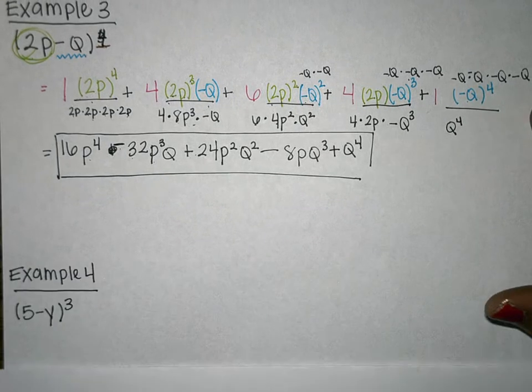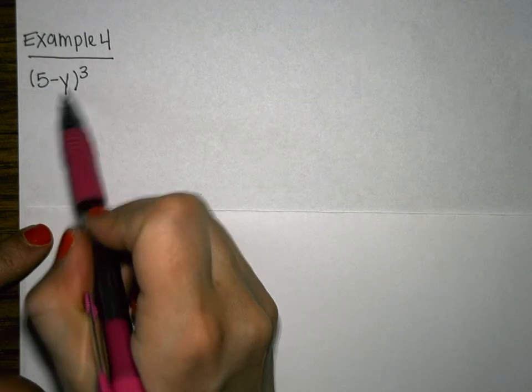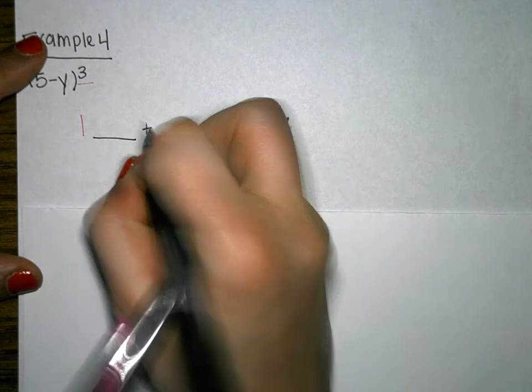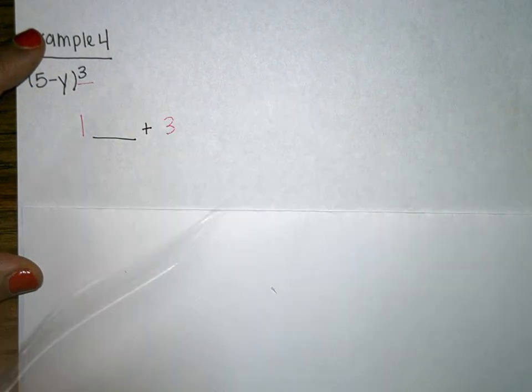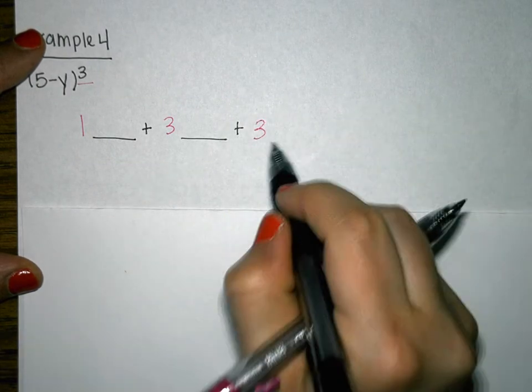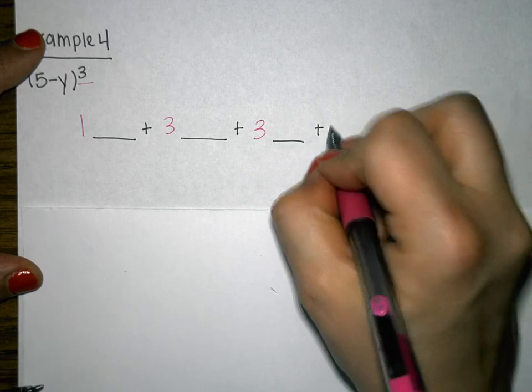So let's look at example 4. Example 4 is 5 minus y, so we have another negative here, to the third power. So I'm going to use that row of Pascal's triangle for the exponent 3. So those coefficients from the triangle are going to be 1, and then I fill in my blank, plus. The next number is 3, blank, plus 3, blank, plus, and then the last one is always 1.